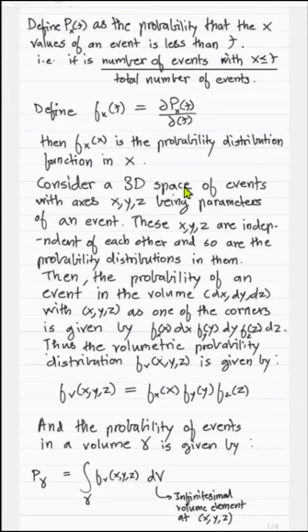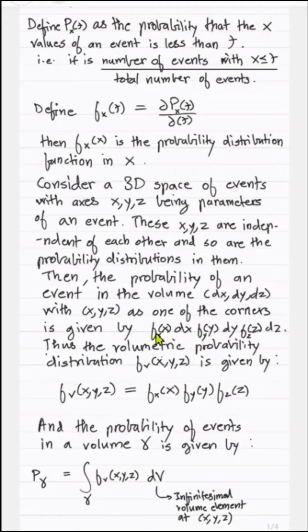Okay, consider 3D space of events with axes x, y, z, which are parameters of an event. These x, y, z are independent of each other, and so are the probability distributions in them. Then the probability of an event in the volume dx, dy, dz with x, y, z as one of the corners, that is the volumetric probability, right?